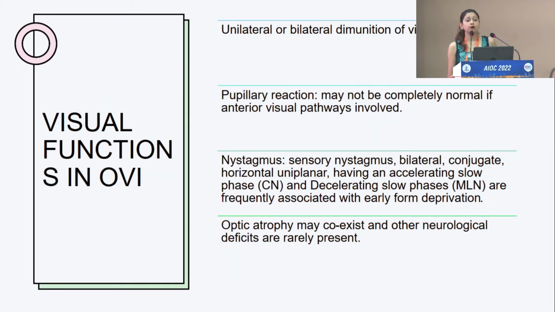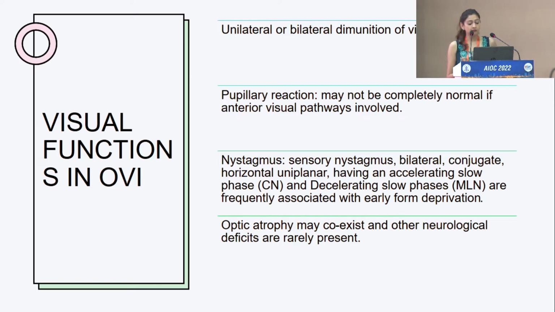Whereas if you talk about OVI, these children usually have a unilateral or bilateral diminution of vision, which is very much explained. The pupillary reaction may be abnormal if it is involving the anterior visual pathways. Nystagmus is the typical nystagmus which we see because of sensory causes, which you can differentiate from children with CVI, which doesn't follow a typical rhythm of nystagmus. It's just the unsustained beats which we see there.